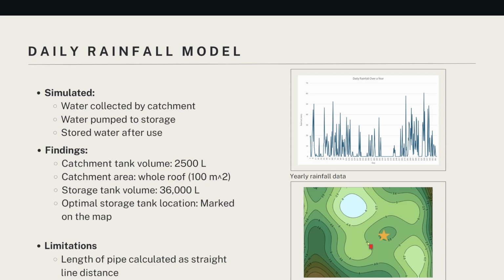Through testing, we found the following parameters to be the best at managing water storage: a 2,500 liter catchment tank with full roof catchment area, and a 36,000 liter storage tank, a distance of 13 meters from the house. Our approach assumed that this distance is the length of the pipe. However, in reality, it would differ by a little bit.